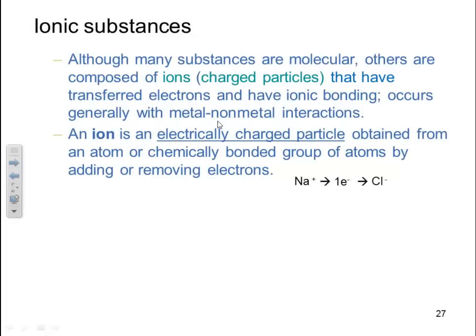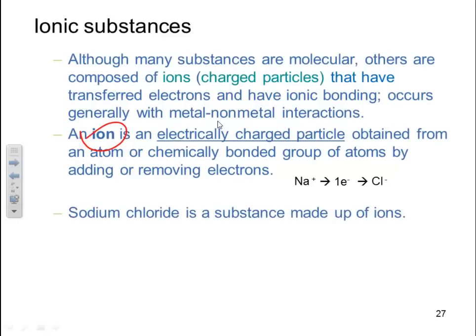Sodium can give up an electron, chlorine can take it on, so that we end up having 1 less electron in your sodium, so it's positively charged. Chlorine would have an extra electron compared to its number of protons, so it's negatively charged. Those charged species are referred to as ions. Sodium chloride is a substance made up of ions. So basically you have an ionic bond where the positive charge and the negative charge are attracted to each other, forming that ionic bond in that species.